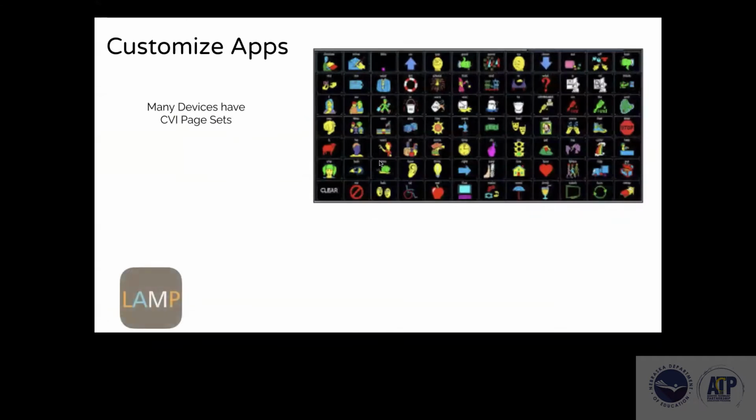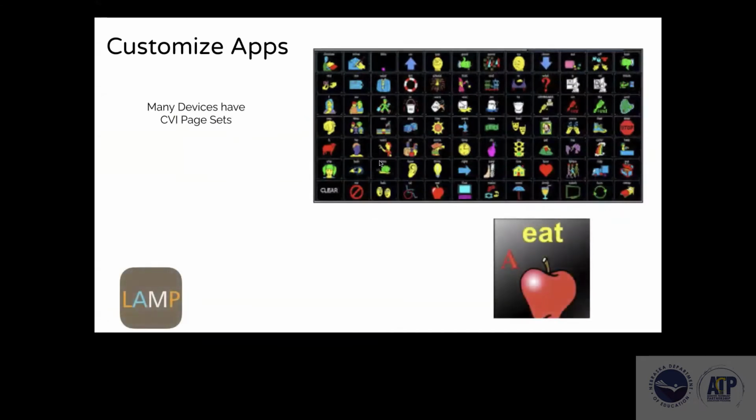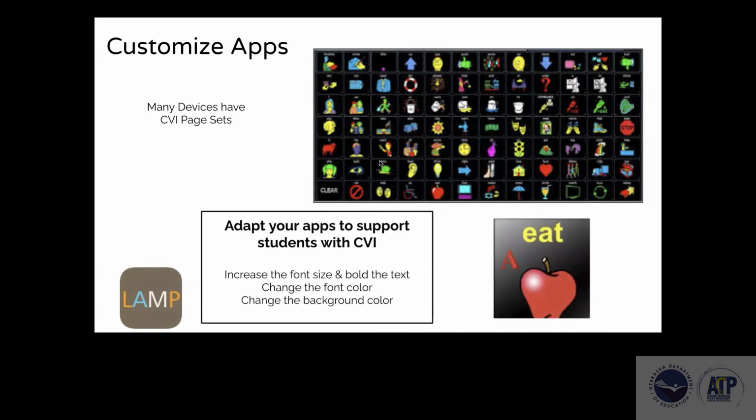And then we've customized apps in order to help meet students, even their vision needs. This is how you can adapt an app just to help support students with CVI. So we've increased the font size. We can change and bold the text, as you can see on the right there with the word eat, and change the background color. And a lot of the devices actually will come with CVI page sets. So make sure you check that out.